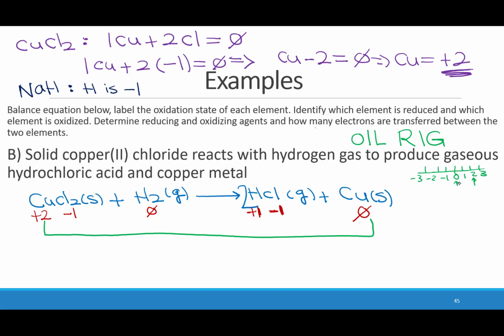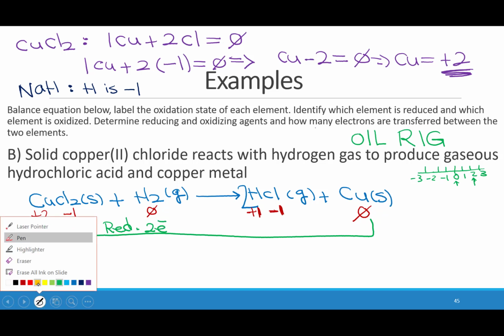Then if it's going more toward the negative, what does it need? It needs electrons. It's gaining 2 electrons to go from +2 to 0. And what is the gain in electrons? It is reduction by 2 electrons. Okay, now hydrogen.